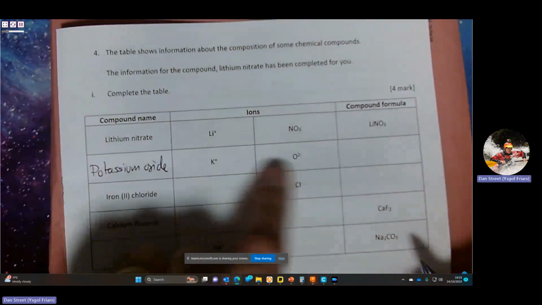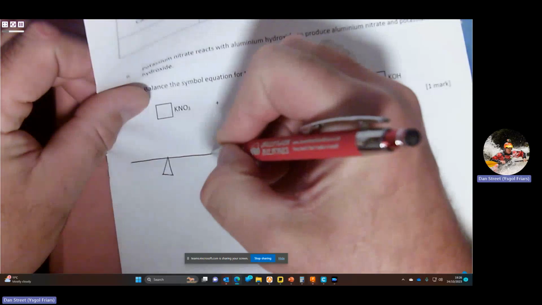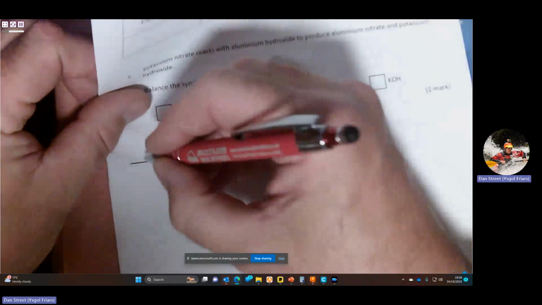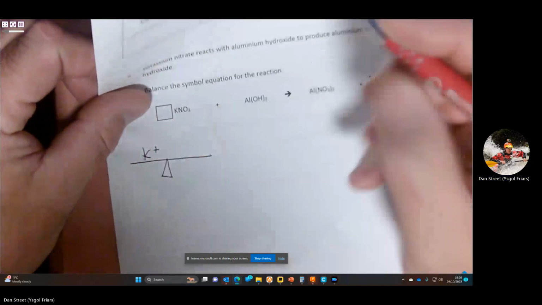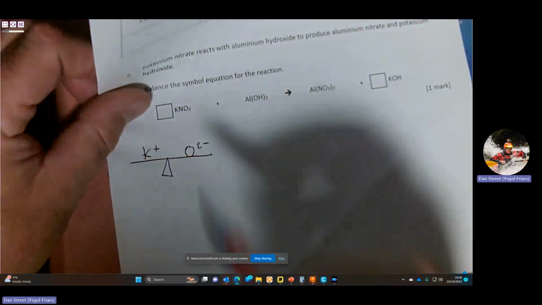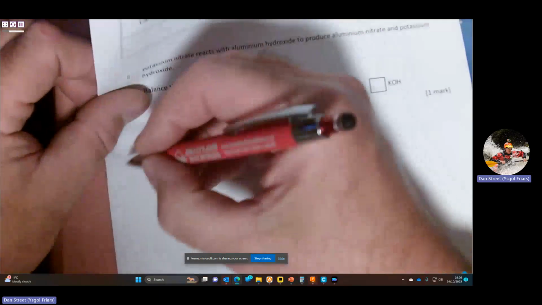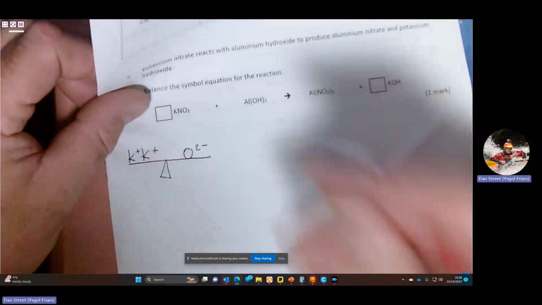And then if we need to work out the formula, it would be wise probably to use a triangle. So we'll do a little one at the bottom here. We can see from the question that the potassium ion is K plus, and the oxide ion is O2 minus. So we'll be needing 2 of these to balance one of those. So we'll write that as K plus.